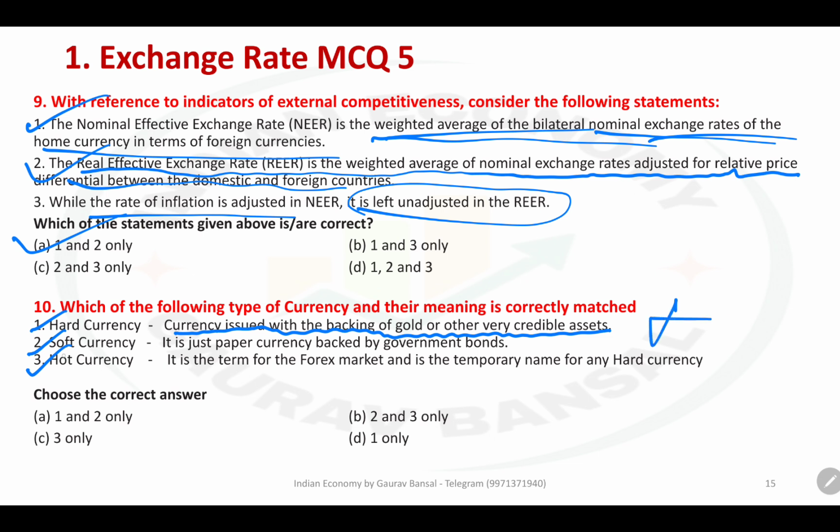So first is wrong. Second, soft currency. It is just a paper currency backed by government bonds. This is also wrong. Hard currency is also paper currency. Hard currency is not made of plastic or cloth or steel. It's not about the physical strength. It's about the inner strength of those currencies, that they are stable.